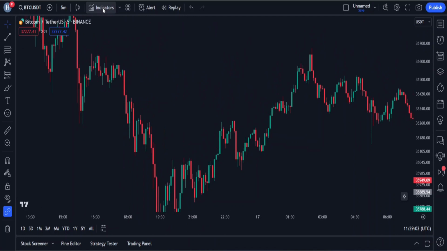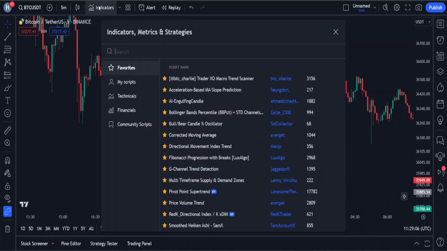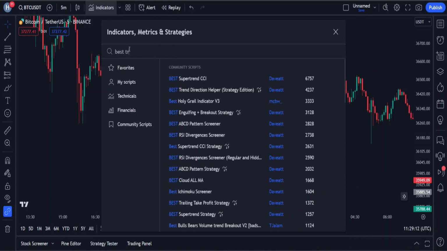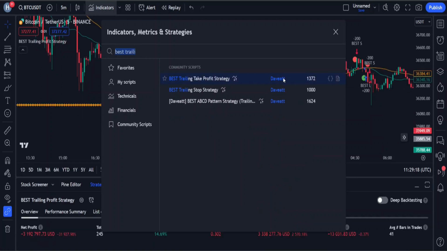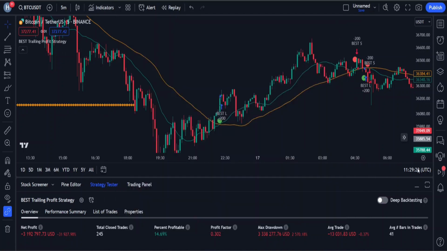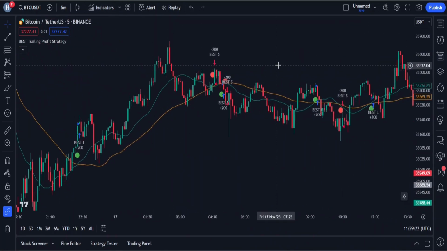So first of all, let's add the main indicator of our strategy to the chart. So we will click on the indicator section, and we will search for best trailing take profit strategy in the search box of TradingView. After that, we have to click on this indicator created by David. This is how it looks when we add it to our chart.